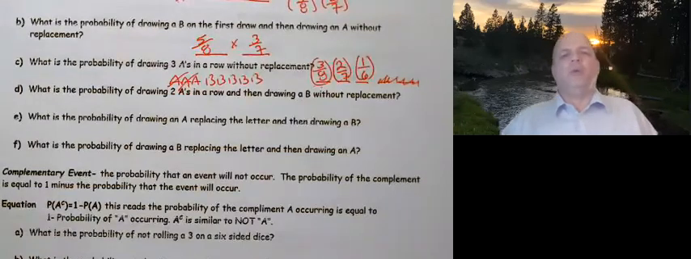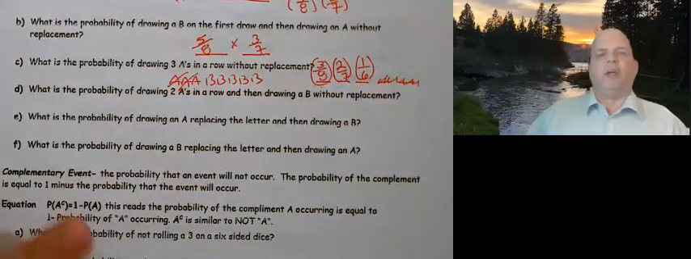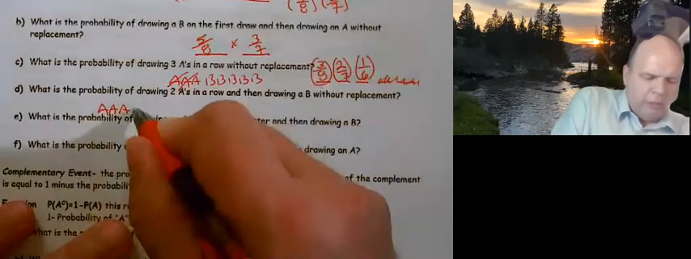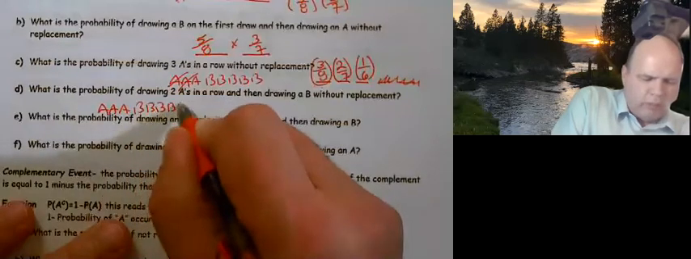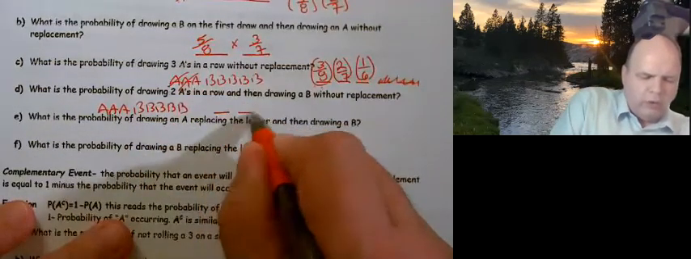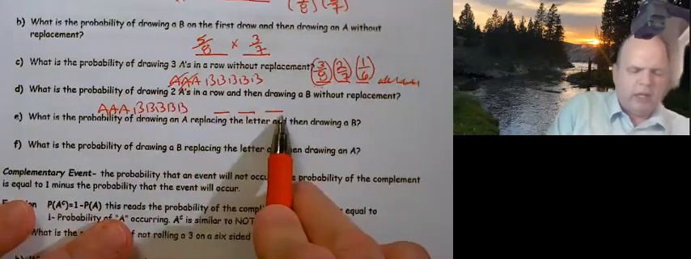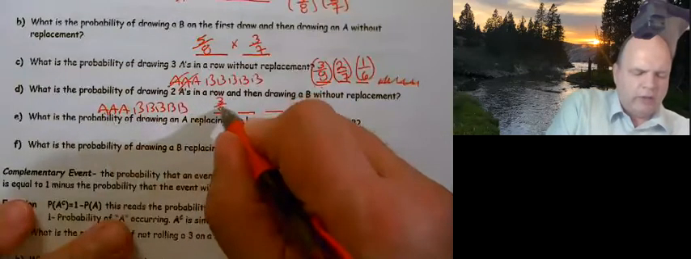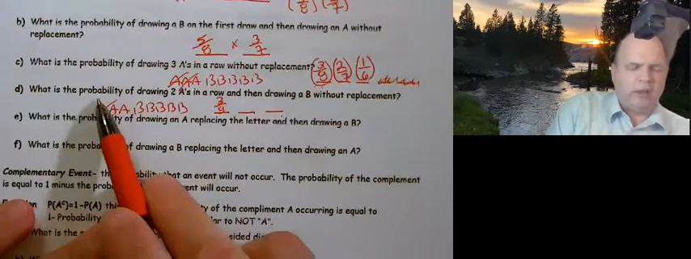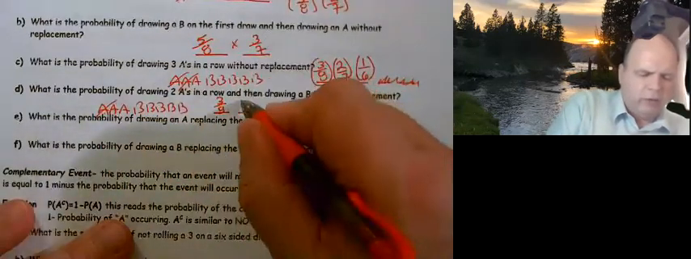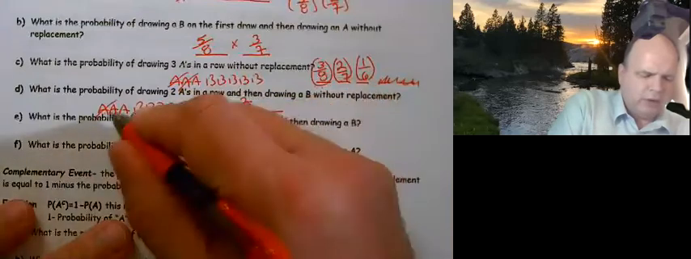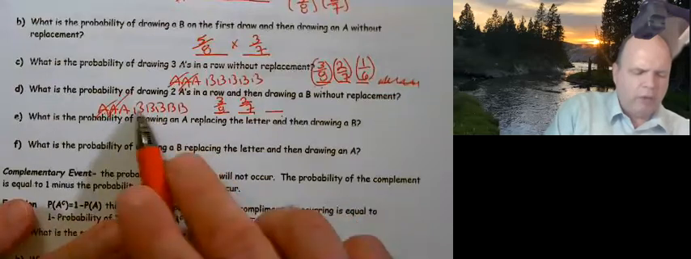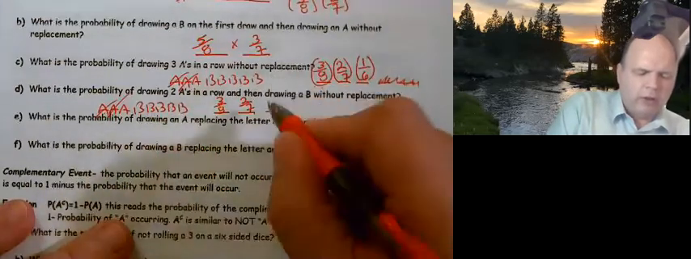Probability of drawing 2 A's in a row without replacement and then drawing a B. All right, so once again, A, A, B, 1, 2, 3 for the 2 A's, and then a B. So the probability of the first A is 3 out of 8. Probability of the second A is now 2 out of 7. And the probability of now drawing a B, we have 1, 2, 3, 4, 5 B's and 6 letters, is 5 out of 6.